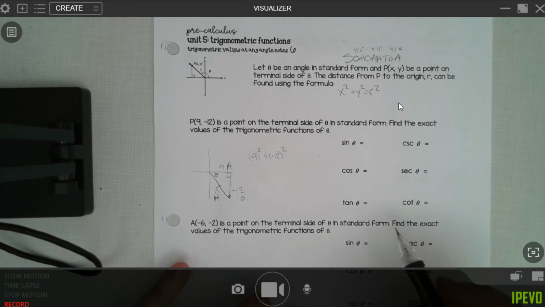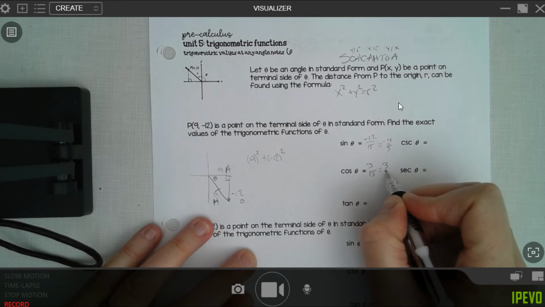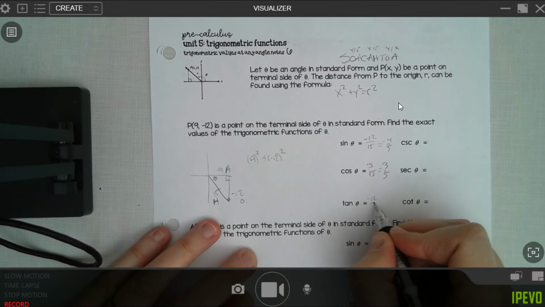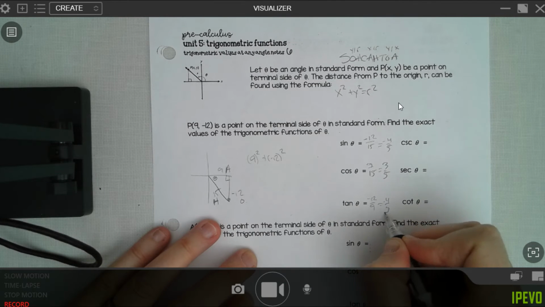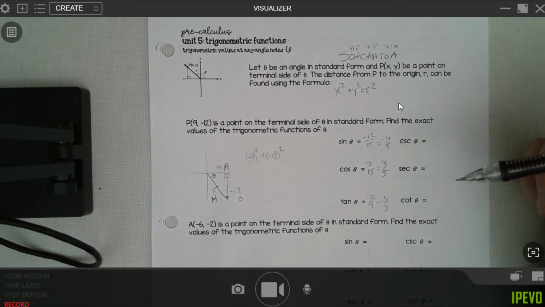So of our angle here, we're going to do the -12 over 15, and you want to reduce that down to -4/5. So then cosine, remember, is adjacent over hypotenuse. So we get 9/15, which is 3/5. And then tangent's opposite over adjacent, so -12 over 9, which is -4/3. And then you should have hopefully learned last year, but I know that this was when some of you guys went remote if you were in regular Algebra 2.